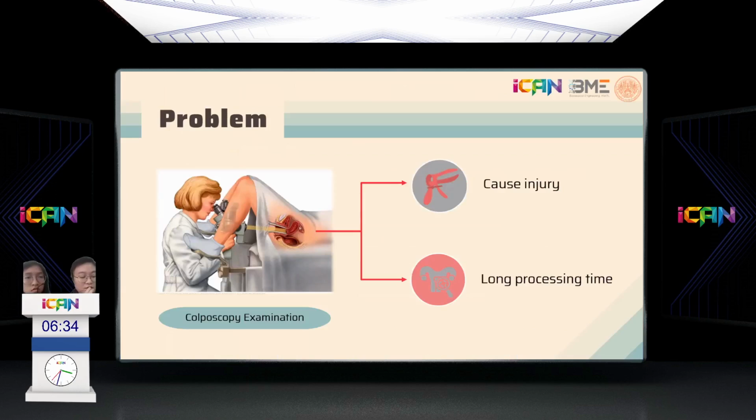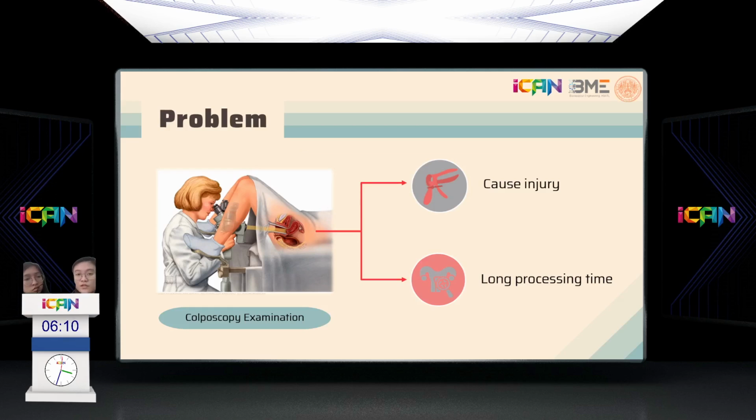For the colposcopy, it is one of the methods that have to insert the vaginal speculum into the cervix to keep it open during the diagnosis, and use the colposcope to observe the walls or epithelial cells, which may cause injuries and take a long processing time.